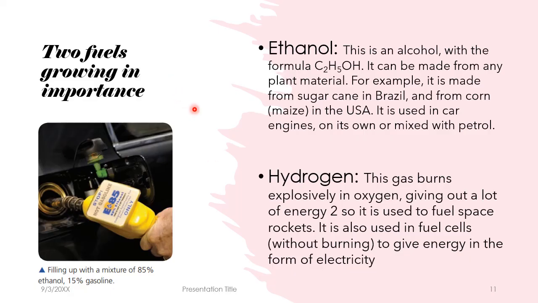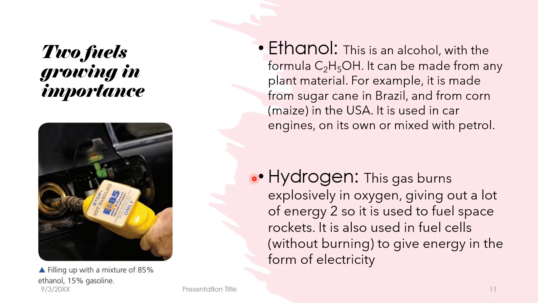Okay, two fuels growing in importance are ethanol and hydrogen. So ethanol is a kind of alcohol with the formula C2H5OH. Okay, kalau nak tahu dia ethanol tu, kita ada nampak OH dekat sini. Okay, tahulah dia adalah alcohol. It can be made from many plant materials. For example, it is made from sugarcane in Brazil and corn in the USA. It is used in car engines on its own or mixed with petrol. Second one is hydrogen. This gas burns explosively in oxygen, giving out a lot of energy. So it is used to fuel space rockets. It is also used in fuel cells to give energy in the form of electricity.